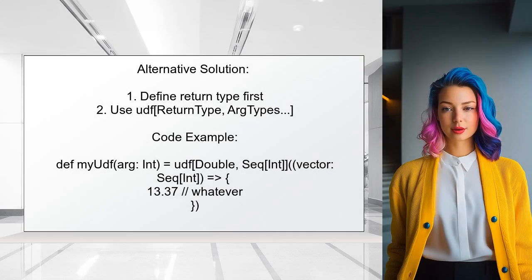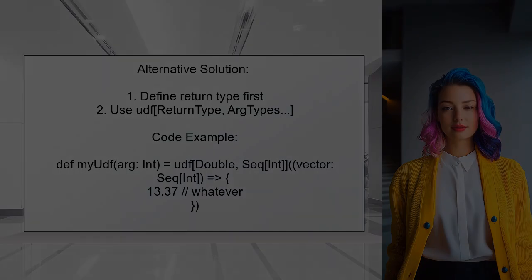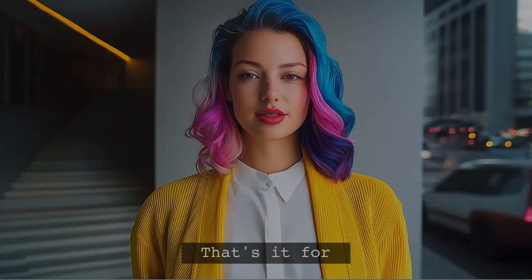This user suggests defining the return type of your UDF by passing a type parameter to the UDF function. Interestingly, you need to specify the return type first, followed by the input types. For example, you can define your UDF to return a double and accept a sequence of integers. That's it for that response.